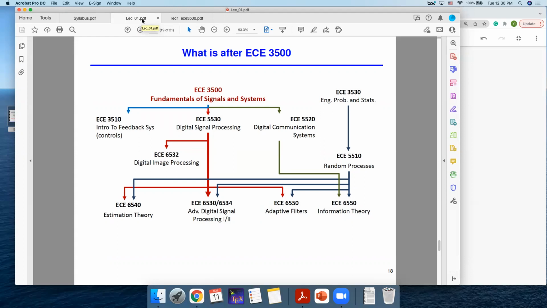Basically, this course is really the fundamental of electrical engineering. We will introduce numerous types of signals, introduce the mathematical framework, and then develop a very rigorous and comprehensive theory to discuss and analyze the signals and their interaction with different systems.